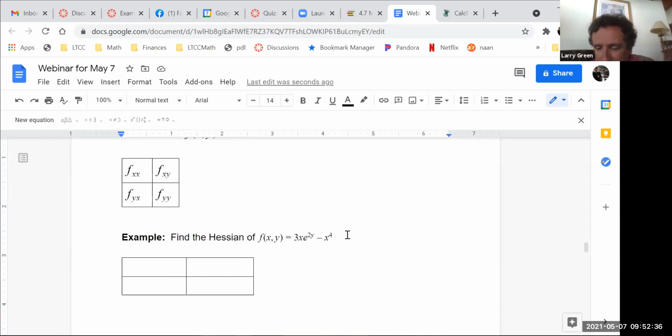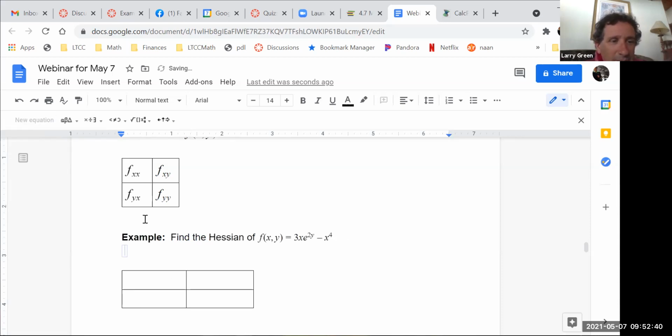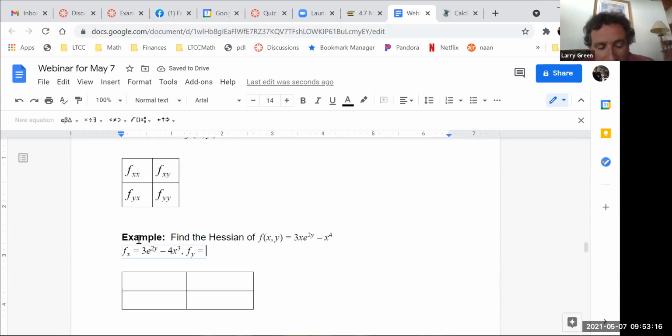Okay, it might help to get it set up. f sub x is equal to, partial with respect to x, 3e to the 2y, and then minus 4x cubed. Because you can't do the second derivative without the first derivatives. And f sub y, so I'll do the first derivatives for you. f sub y equals 6xe to the 2y. And then the minus x to the 4th goes away when you take a derivative with respect to y.